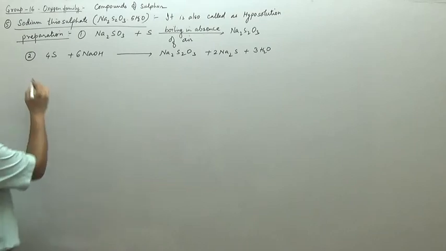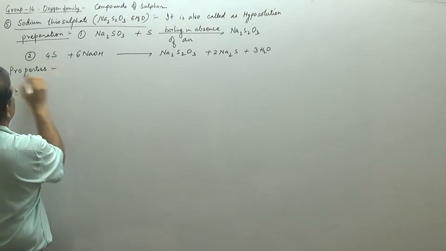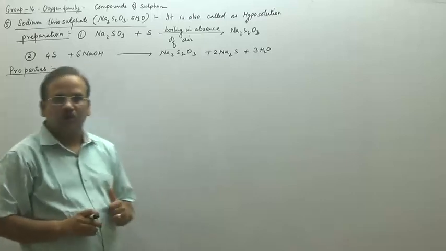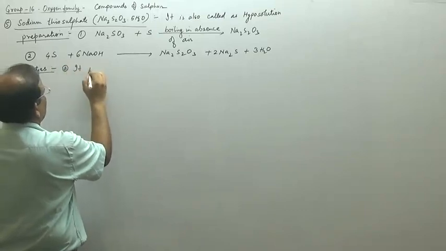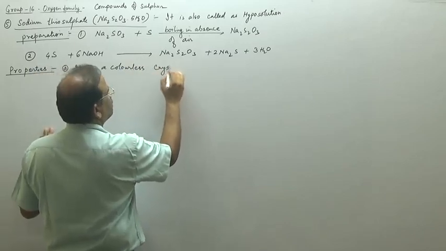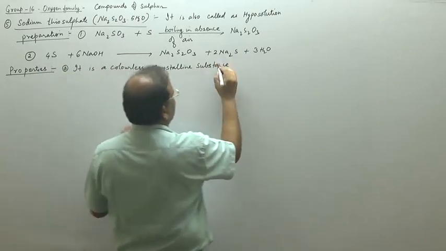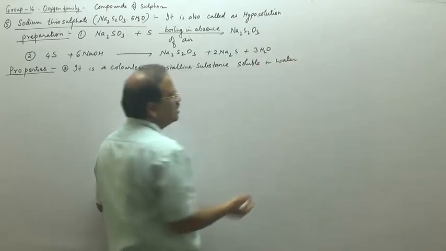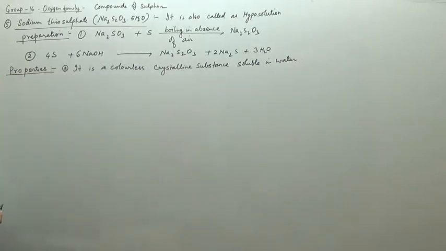If we write the properties of sodium thiosulfate, we say that it is a colorless crystalline substance that is soluble in water. So the properties are like this: a colorless crystalline substance that is soluble in water, because it is a sodium thiosulfate, so it will be soluble in water.